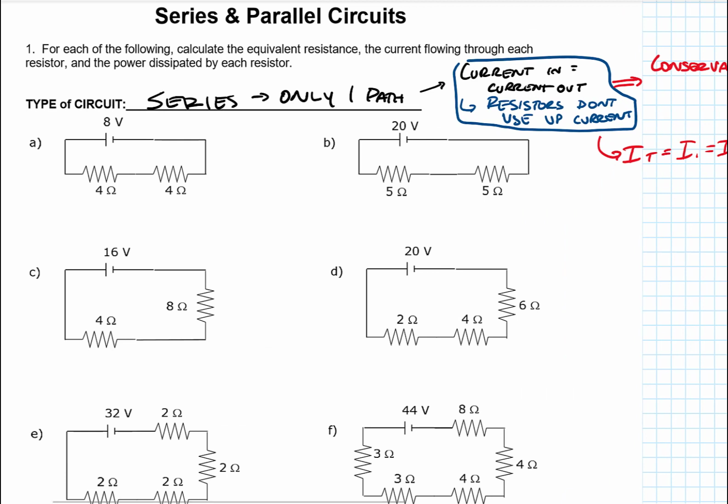Because the current that we have coming into a resistor has to be the same as the current that we have coming out of a resistor. Now, for series, our other rule is that in a loop the voltage does get used up. Total voltage is voltage 1 plus voltage 2 plus voltage 3. And total resistance is resistance 1 plus resistance 2 plus resistance 3. That's how we do things in series.